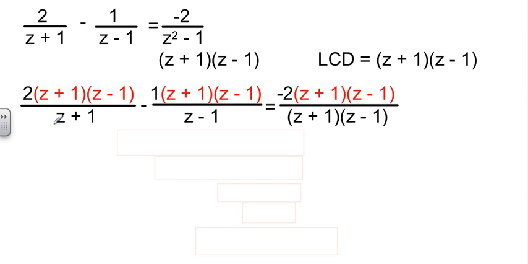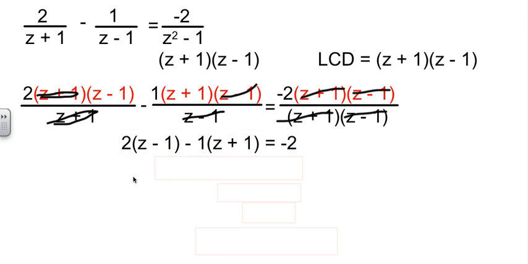Now it's time to cancel. z plus 1 with z plus 1, z minus 1 and z minus 1. And here, both of them cancel. All the denominators are cleared out, so this is a good thing. Okay, now we're left with just cleanup work.